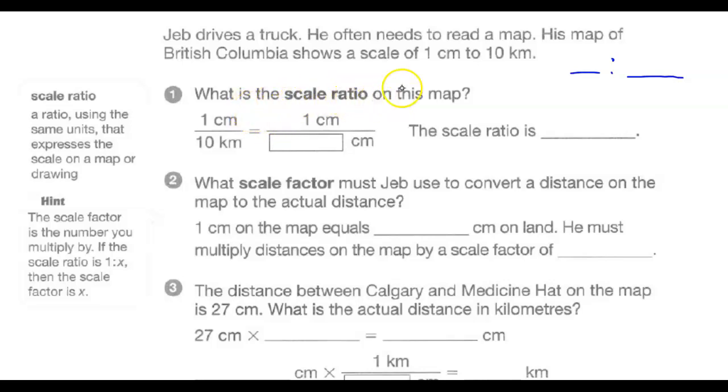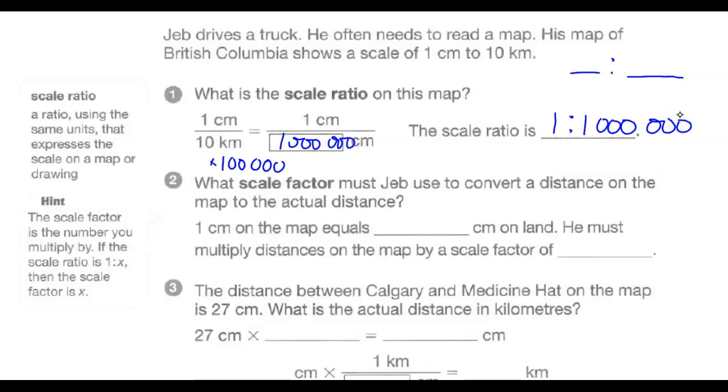So here, what is the scale ratio of this map? We need to figure out what 10 kilometers is in centimeters. Okay, well, 10 kilometers, remember there's 1,000 meters in a kilometer and 100 centimeters in a meter. So really there's 100,000 centimeters in a kilometer. So times that by 10 gives you 1,000,000. So the scale ratio is 1 to 1,000,000.